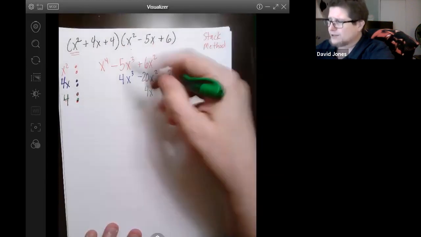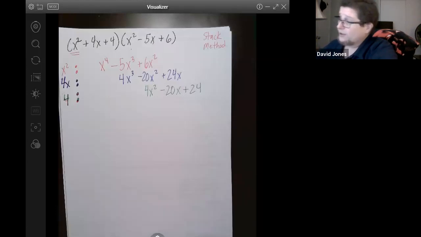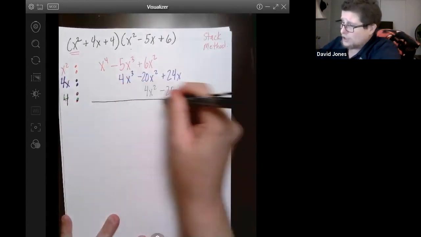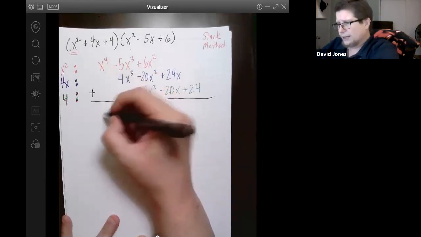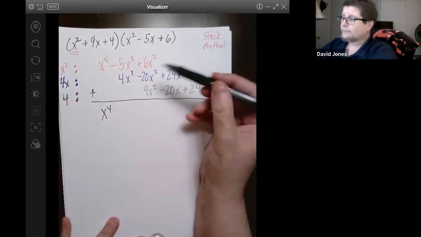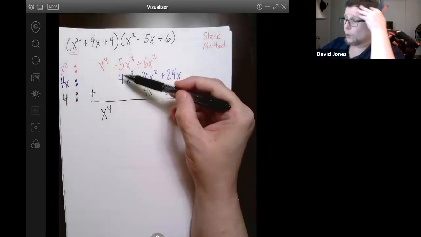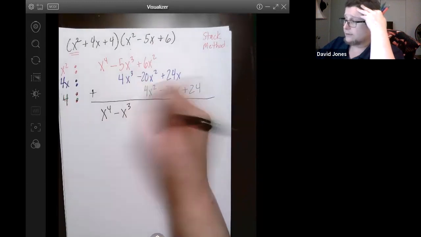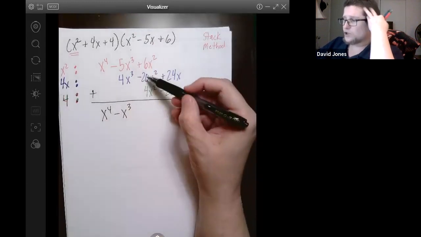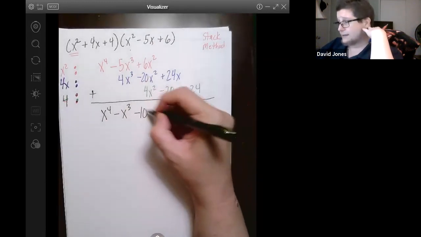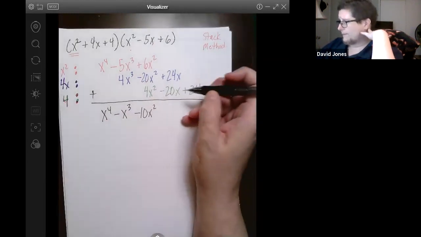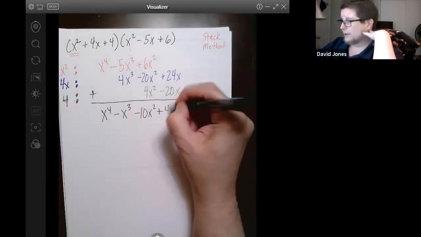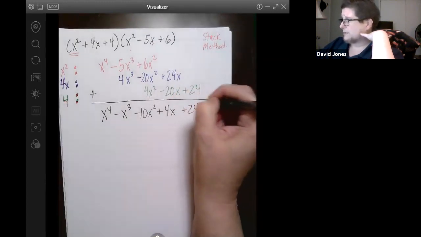When I say column, I mean where they're stacked on top of each other. Then what I'm going to do is just add vertically. There's only one x to the 4th. Negative 5 plus 4 is negative 1. 6 minus 20 is negative 14. Plus 4 is negative 10. Then we've got 24 minus 20 is 4. And finally, 24.